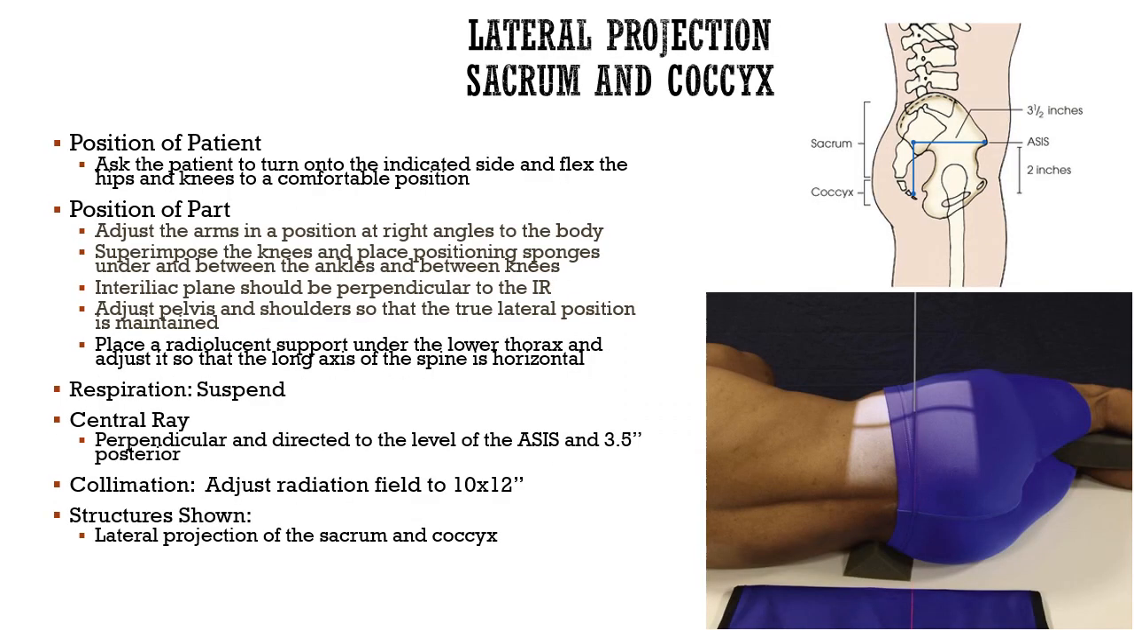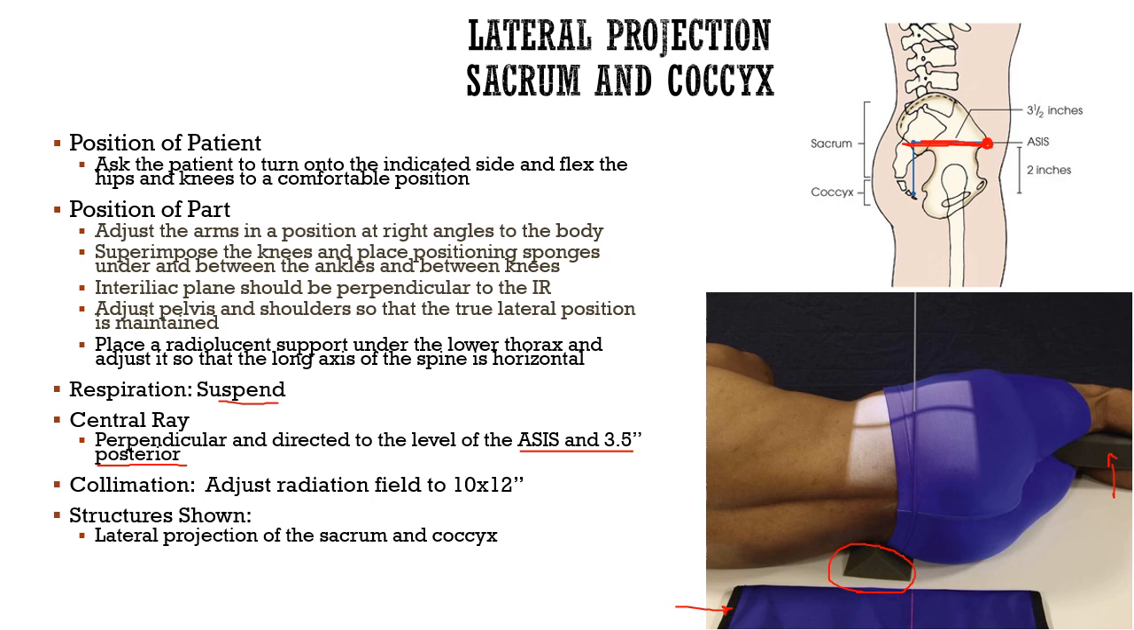For the lateral projection of the sacrum and the coccyx, we're going to have the patient turn on their side. We like to put a sponge underneath their lower thorax again, and we're going to put an apron behind to take care of that scatter radiation again. We're going to place a sponge between the patient's knees, and we're going to make sure the interiliac plane is perpendicular to the image receptor. We're going to suspend respiration, and direct the central ray to the level of the ASISs and 3.5 inches posterior. This is for the sacrum or the sacrum and coccyx.